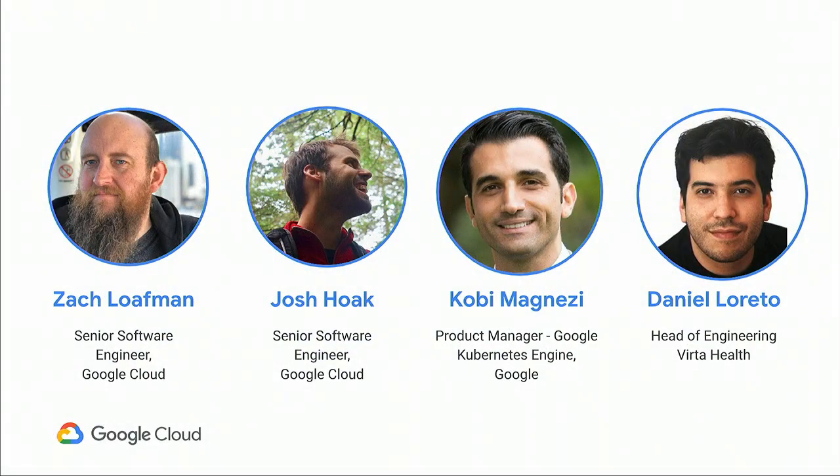My name is Kobi Magnezi. I'm a product manager for GKE, Google Kubernetes Engine. And I have the pleasure to have here with me Josh Hoak, Zach Loafman, and Daniel Loreto. We are going to speak about non-trivial challenges that we have with managing GKE at scale and managing different releases of Kubernetes at scale in the GKE fleet.